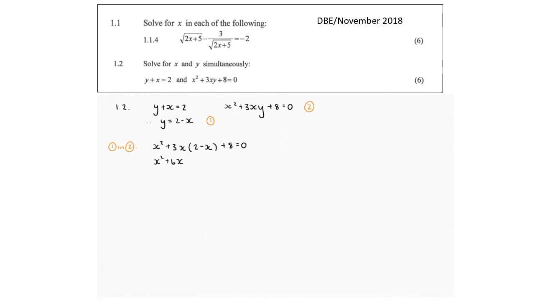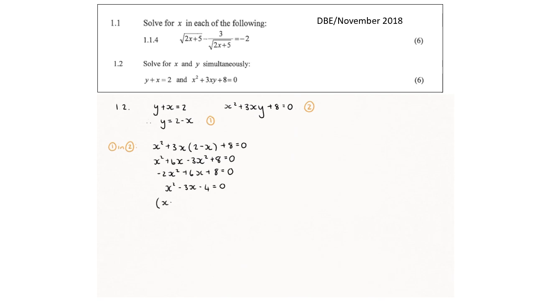And now we need to simplify this equation. On the left-hand side, we can simplify the brackets, and this becomes x squared plus 6x minus 3x squared plus 8 equals 0. Then we can combine the like terms. x squared minus 3x squared becomes -2x squared, and then we can divide all the terms by -2, and that gives us x squared minus 3x minus 4 equals 0.